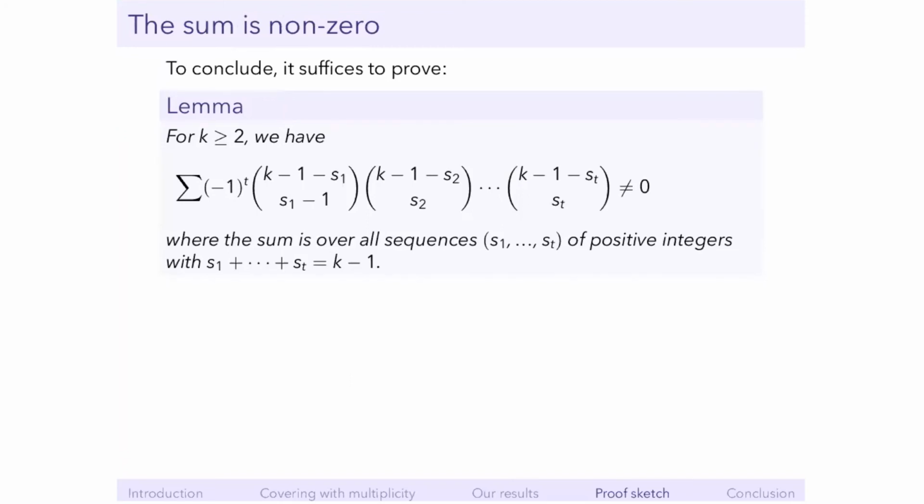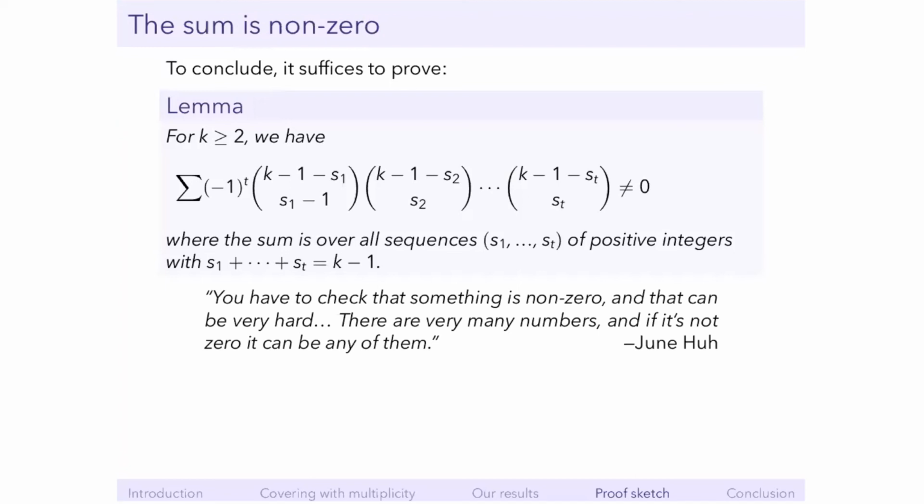This past quarter, I was attending a class taught by Jun He, and at some point in the class, he said this quote that I found very deep, actually. He was talking about proving the hard Lefschetz theorem in algebraic geometry. But what he was saying is that you're supposed to check that something is non-zero, and that can be very hard, because if something is not zero, then there's very many numbers that it can be, and it could be any of them, if all you're trying to prove is that it's not zero. Yeah, so proving the sum is not zero is very difficult.